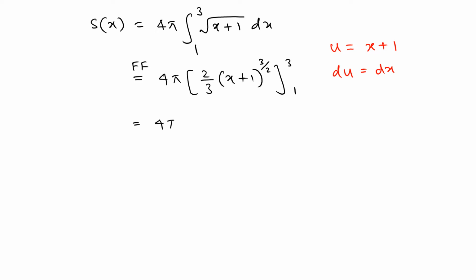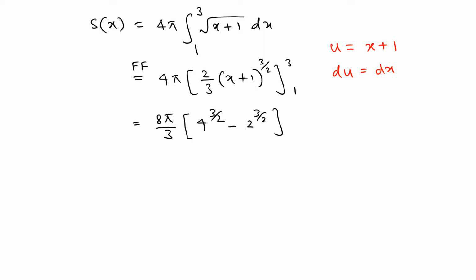So let's plug in the values first. Also, you can see it would be better to take the 2/3 out. So that means it's going to be 8 pi over 3, and then we plug in the values here. We plug in 3, it's going to be 4 to the 3/2, minus we plug in 1, which is 2 to the 3/2.